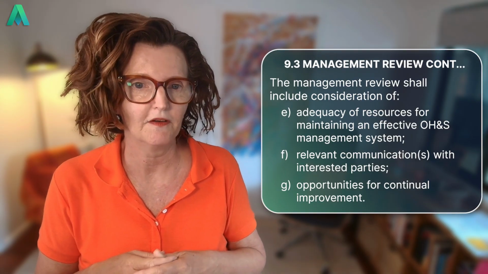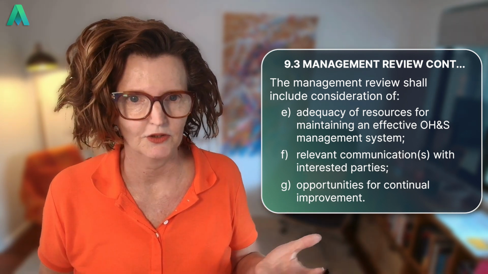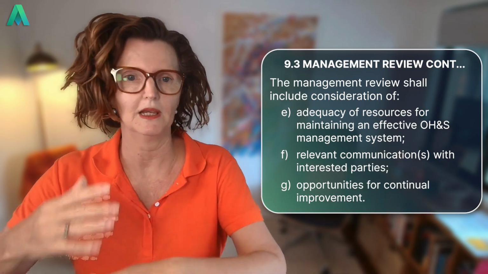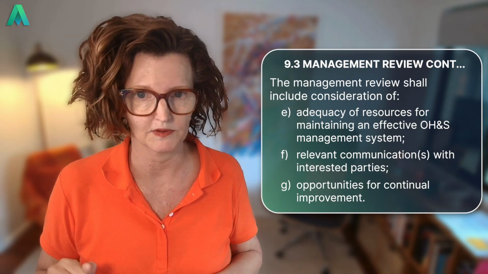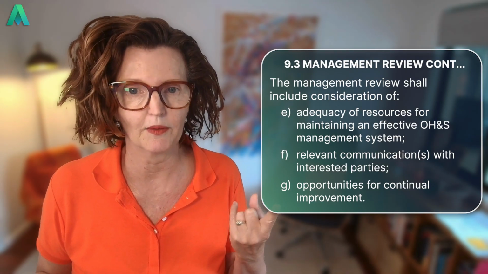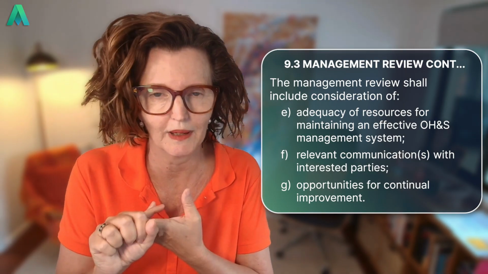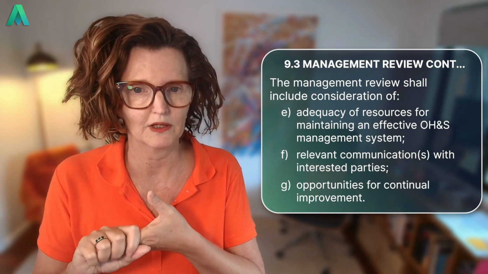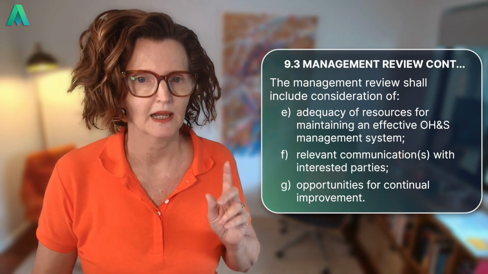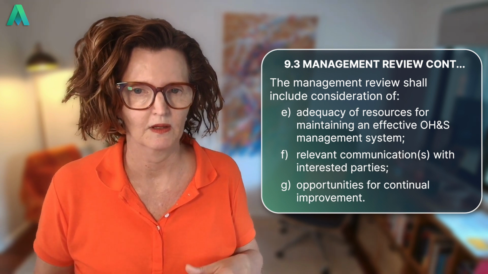Okay, and then finally G is opportunities for continual improvement. You should be looking at opportunities for continual improvement as you work through each of those previous items. That's the whole point of management review. One is to understand what's going on, and two is, what can we do about it? What are we doing about it? And is there any more that we can do? And it's all driven towards continual improvement. Now, that's what I call the inputs to the management review.